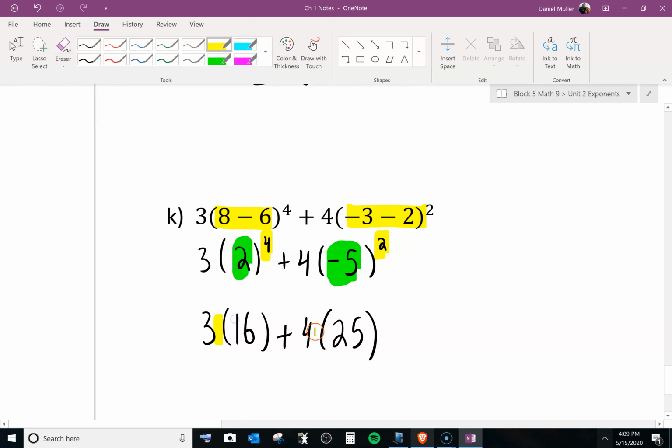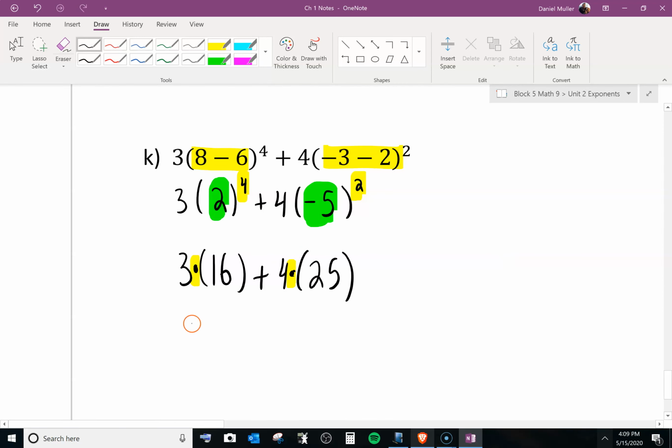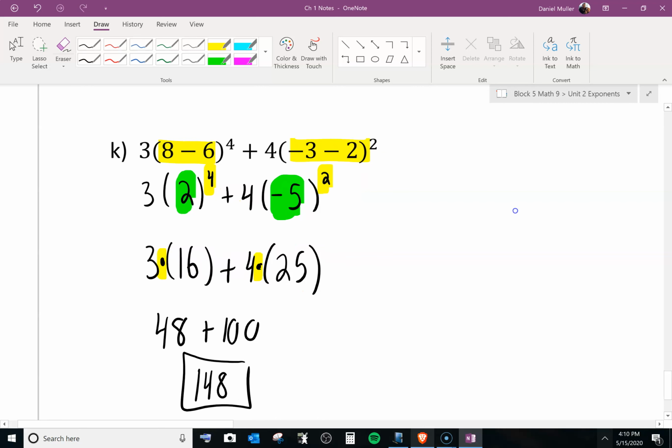Then I'm going to do this multiplication in between. 3 times 16 is, I think, 48. And 4 times 25 is 100. And 100 plus 48 is 148. So keep that in mind. I did inside the brackets for both of those to get 2 and negative 5. And then those are my bases. So 2 to the power of 4 was 16. Negative 5 to the power of 2 is negative 5 times negative 5, which is a positive 25. There's 2 negatives there. Then I can do the multiplication for each of these, and then I can finally do the addition.